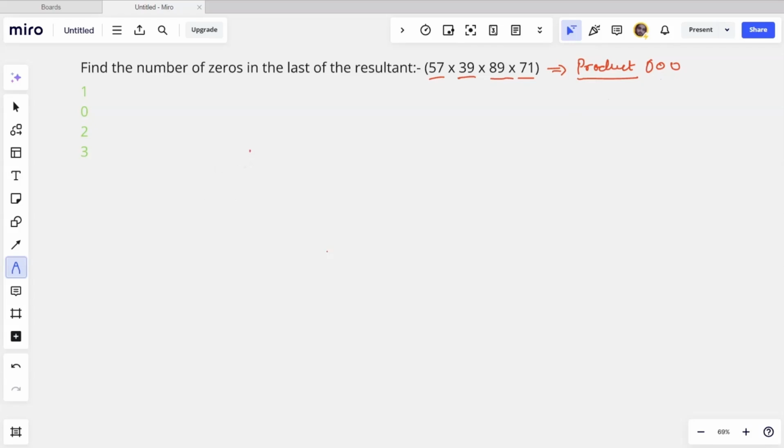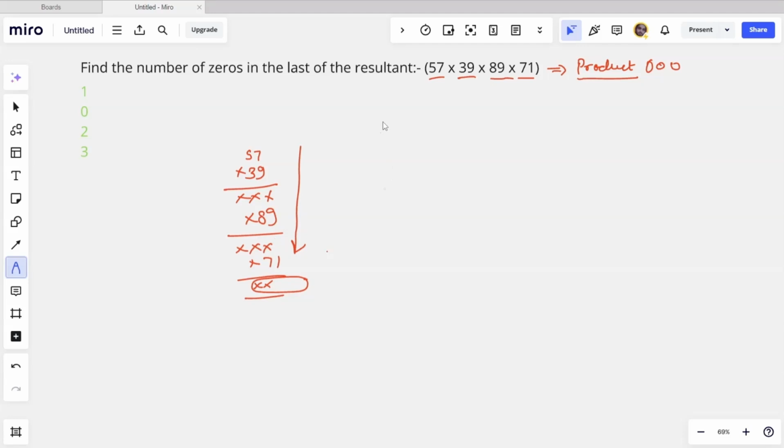If we solve this question by conventional mathematics, 57 into 39 will give something, into 89 it will give something, into 71 it will give something. After that we will be able to see how many zeros are at the end of the product. As you can see, this is a lengthy process and we do not have enough time for such things in the exam. So we have a concept.